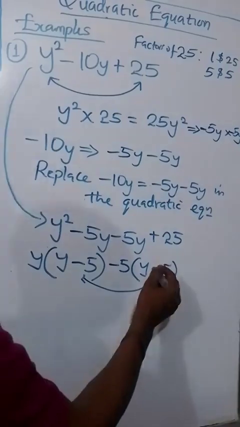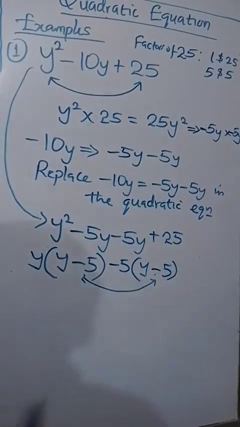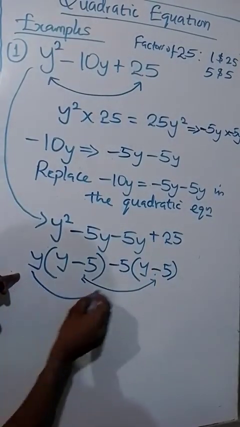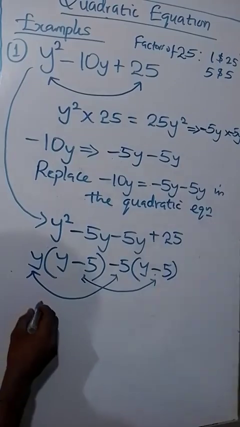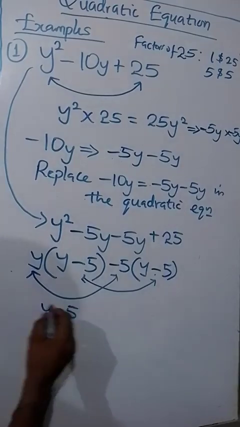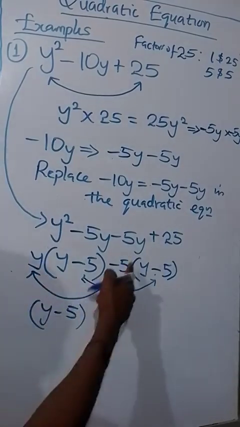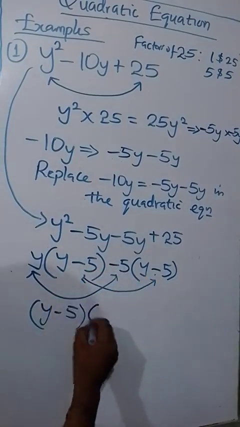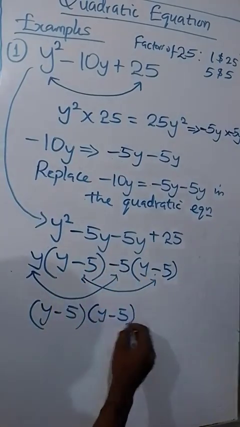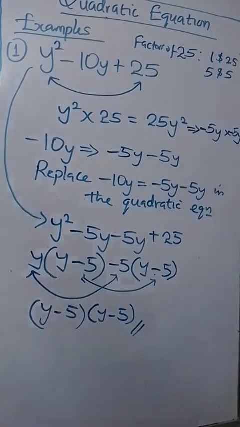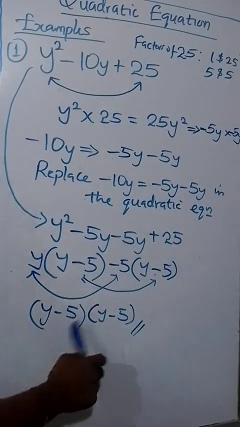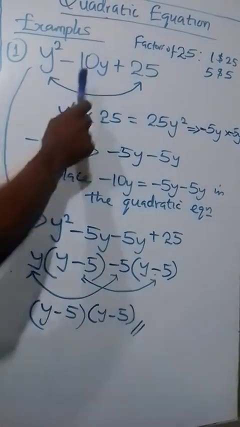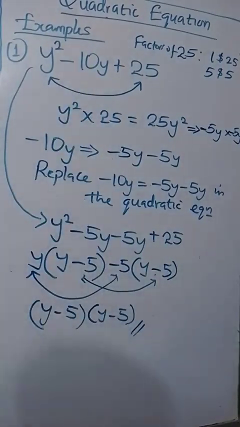So our answer is y minus 5. You pick y minus 5, and you also pick one of the two, y minus 5 for this one, and that is our answer. Alright, thank you. If you open these brackets and multiply them together, you are still going to get the original expression. We'll come back to our quadratic equation. Thank you.